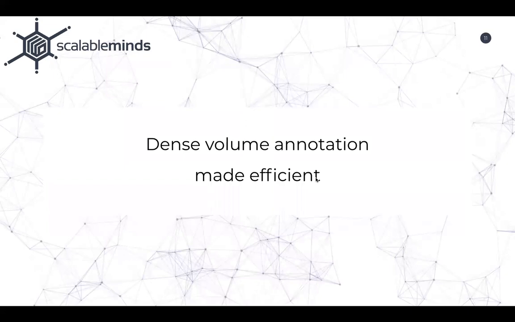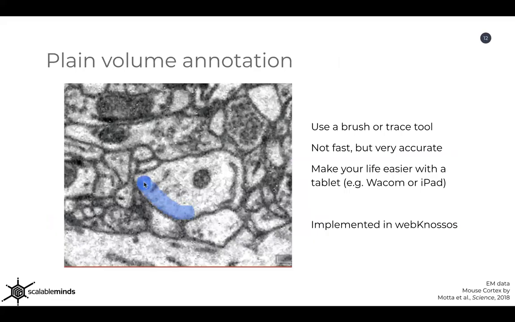So let's dive into dense volume annotations. I'm sure many of you have seen tools like this, where you have simple brush tools, and you can just draw into that. And in a three-dimensional setting, you would go from one section to the next and use the brush to draw in every section. So this is not a very fast process, but it is a very accurate process, because you're giving your full attention to every single section in your data set. You can make that a bit faster if you have dedicated hardware, like a Wacom tablet and a stylus, or you could also use an iPad with an Apple Pencil, and it would also be a bit faster.